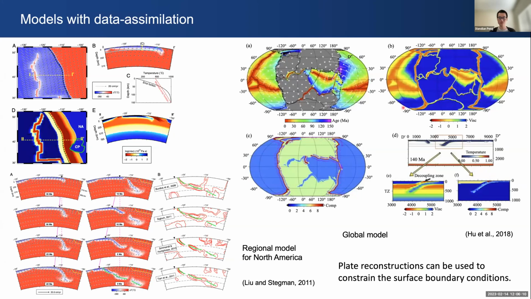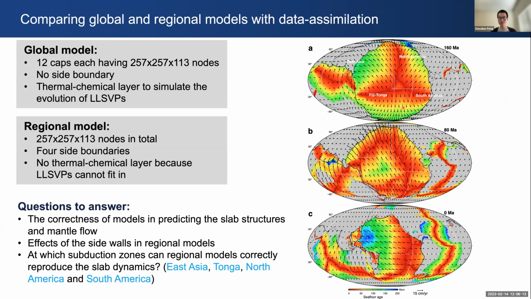Since different types of models have costs that vary a lot, global models are the most expensive ones, of course. So in this talk, I will compare one global model and 4 different regional models.